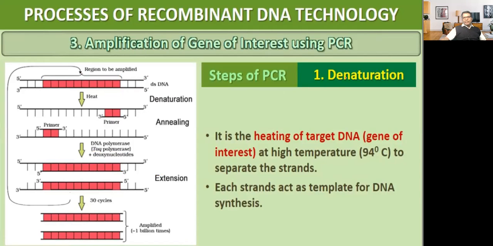So in PCR, the first step is denaturation. What happens here? It is the heating of the target DNA, the gene of interest, at high temperature. How much? 94 degrees Celsius to separate the strands. Each strand acts as a template for DNA synthesis.